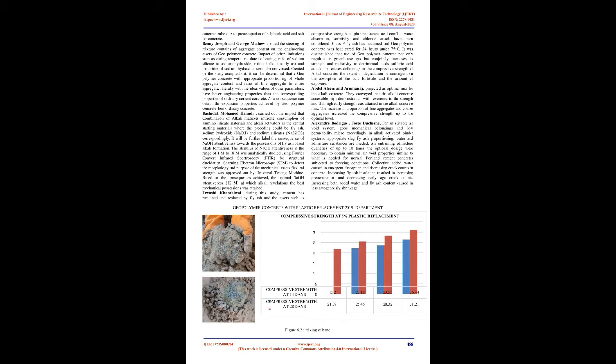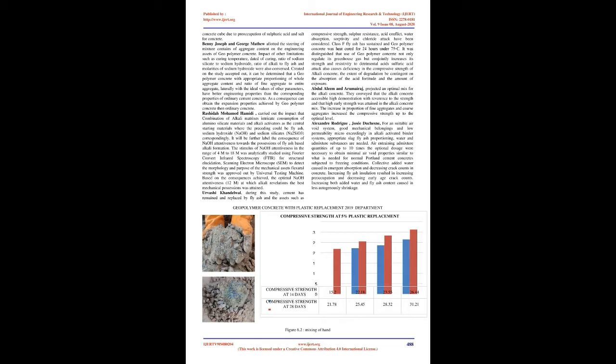Benny Joseph and George Mathew studied the effect of mixture contents of aggregate on the engineering properties of geopolymer concrete. The impact of other parameters such as curing temperature, duration of curing, ratio of sodium silicate to sodium hydroxide, ratio of alkali to fly ash, and molarity of sodium hydroxide were also discussed. Based on the study carried out, it can be determined that a geopolymer concrete with appropriate proportioning of total aggregate content and ratio of fine aggregate to total aggregate, along with the ideal values of other parameters, has better engineering properties than the corresponding properties of ordinary cement concrete.